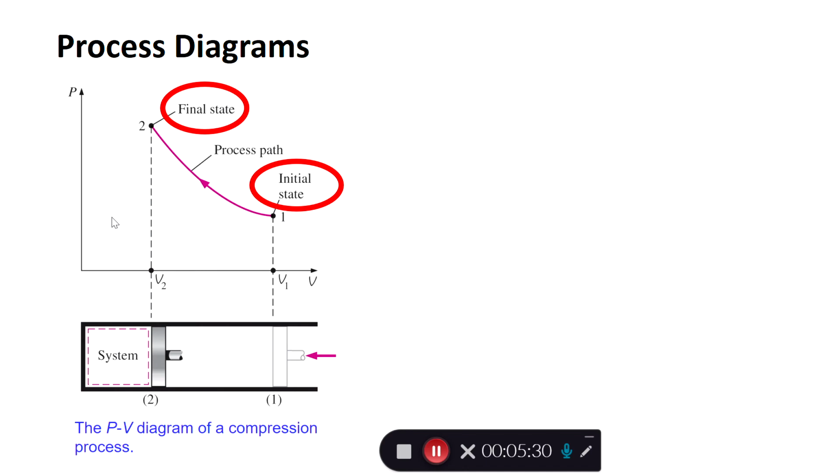How do we know this pressure? It's just any pressure, right? Just mark it at any pressure. Now, compression happens. You can see an arrow here meaning force. So compression happens to reach state 2.